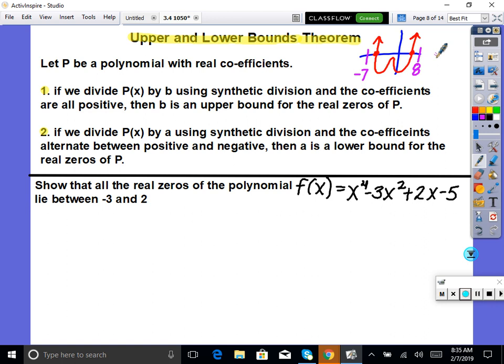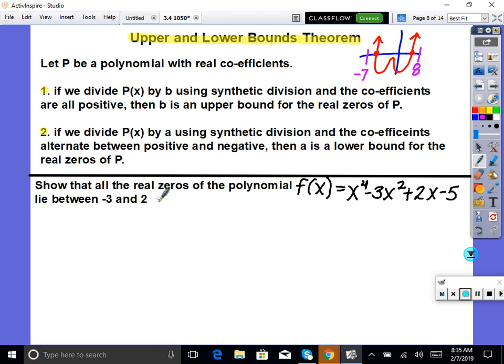Okay, so like I said, let P be a polynomial with real coefficients. That means we're not going to have imaginary coefficients, which makes sense. If we divide P of x by B using synthetic division, and the coefficients are all positive, then B is considered an upper bound for the real zeros of P. So we'll do that again. Looking at this, it says show all the real zeros of the polynomial lie between -3 and 2. Do you guys see how 2 would be our upper bound?